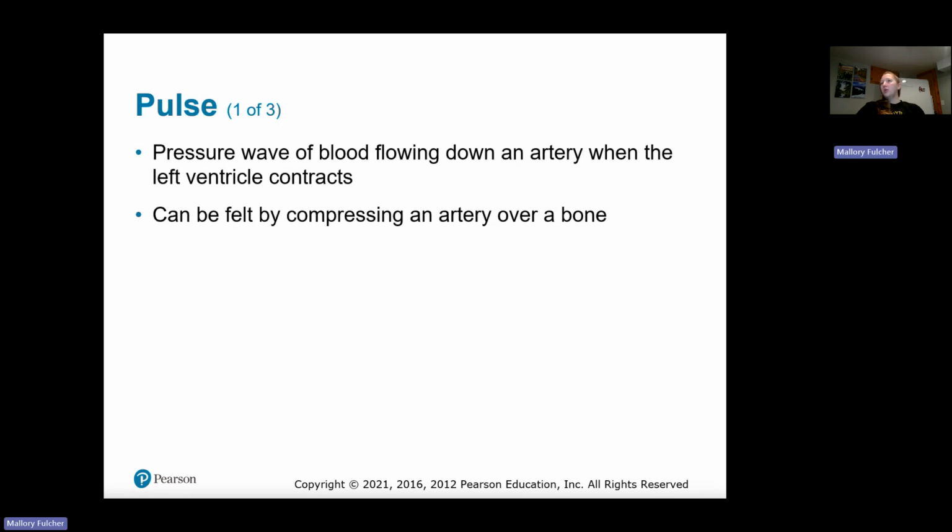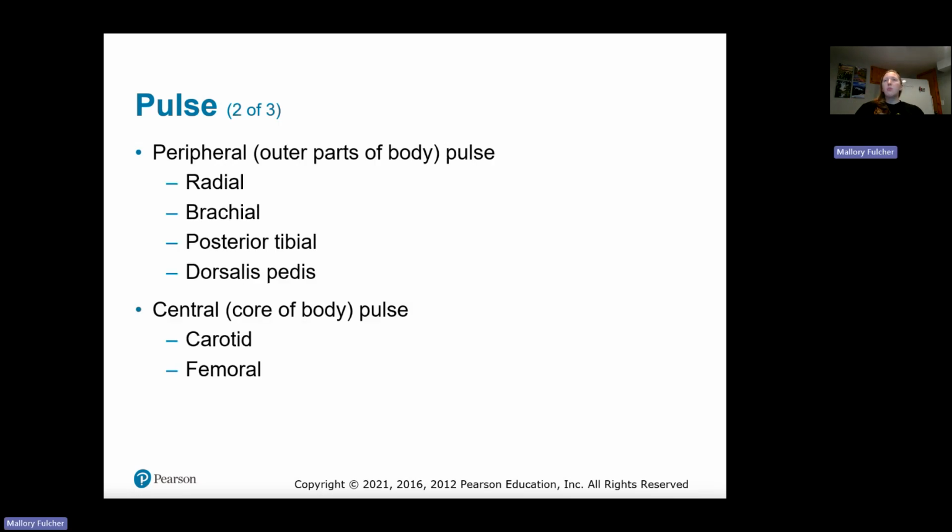Pulses can usually be felt when you're compressing an artery over a bone. You can find pulses in a lot of different places throughout the body. The ones that we just found are the most common ones for us to look at. Peripheral pulse means any pulse point that's on the outside of the body. So central pulse would be like our carotid, our femoral. If we were able to feel an aortic pulse, that would be a central. Peripheral pulses are anything on our arms and legs.